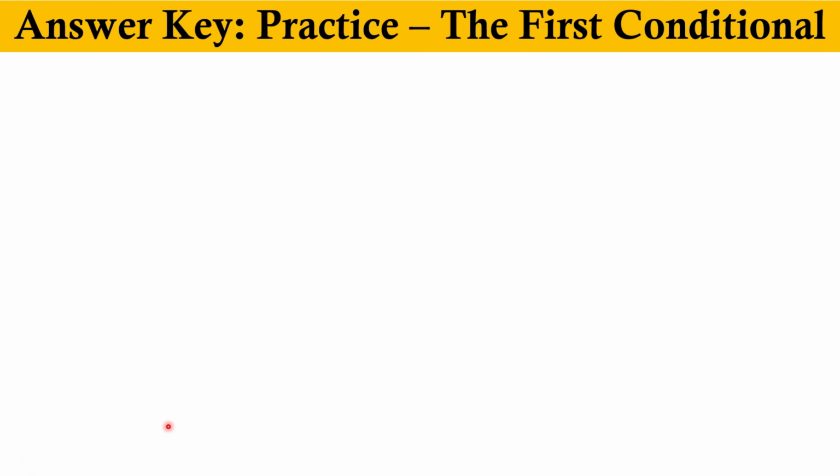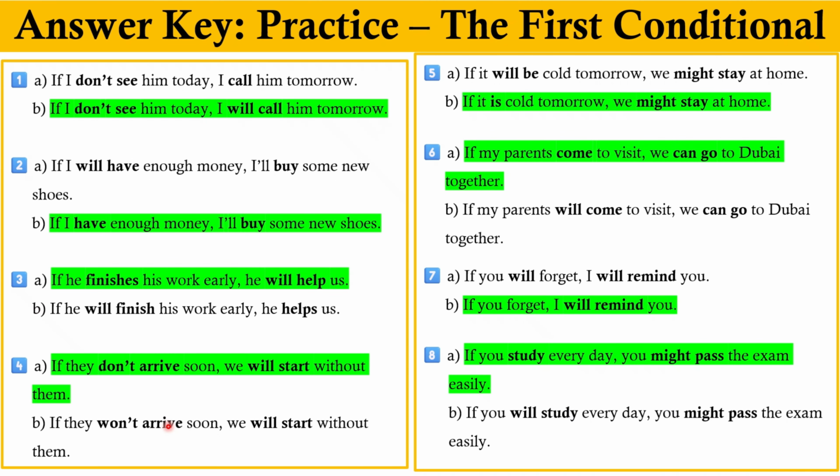Let's check your answers. All the correct sentences are highlighted in green. As you can see, in all the correct sentences, the if clause uses the present simple, and the main clause uses will or another modal verb like can or might. This pattern stays the same in every example, no matter what the situation is. If you got most of them right, well done. If not, go back and listen again to the explanation in the video before moving on.